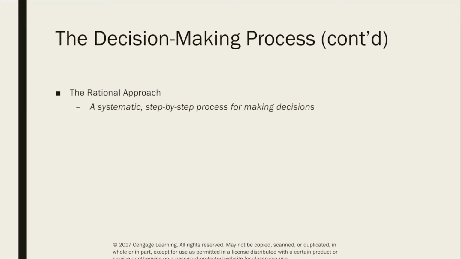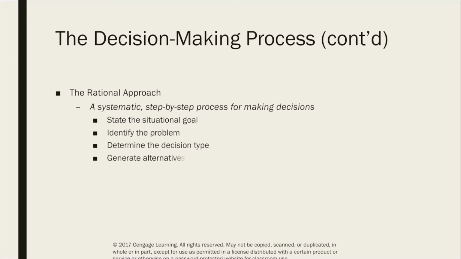The first one we have here is the rational approach. Now, if you remember yesterday, I told you there were three different types. There's the behavioral, there's the rational, and then we'll go on to the third one, which is pretty much evidence-based and ties off of behavioral. But the rational approach, as you see here, is a systematic step-by-step process for making decisions. Now, as you can see, there's several steps to it.